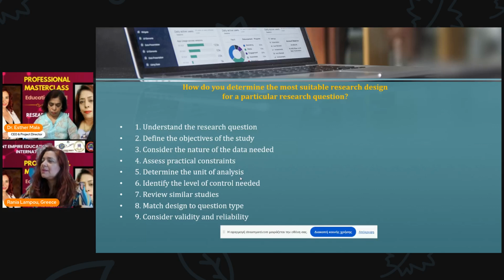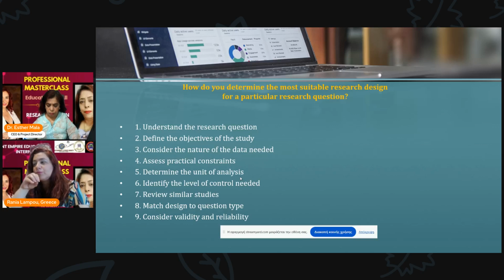And assess practical constraints. The time, how long is the study period? Do you have access to tools, participants, or funding? Ethics, are there ethical considerations that limit certain designs? And define also the unit of analysis. Are you studying individuals, groups, organizations, or artifacts?